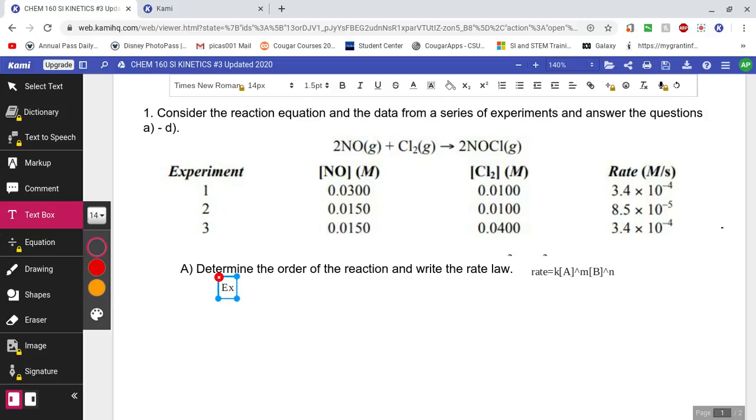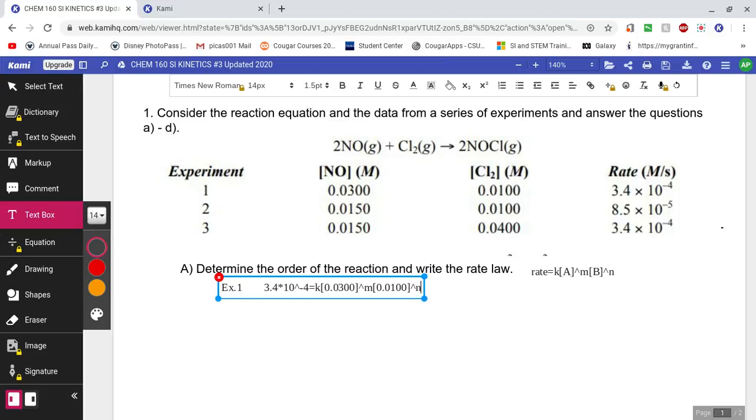We can start out first by using experiment 1 and using the rate and the concentration. So I'll do experiment 1, shorthand notation: 3.4 times 10 to the negative 4 is equal to k, the concentration of NO in experiment 1, which is (0.0300) to the power of m, times the concentration of Cl2 in experiment 1, which is (0.0100) to the power of n. So this is our basic rate law.